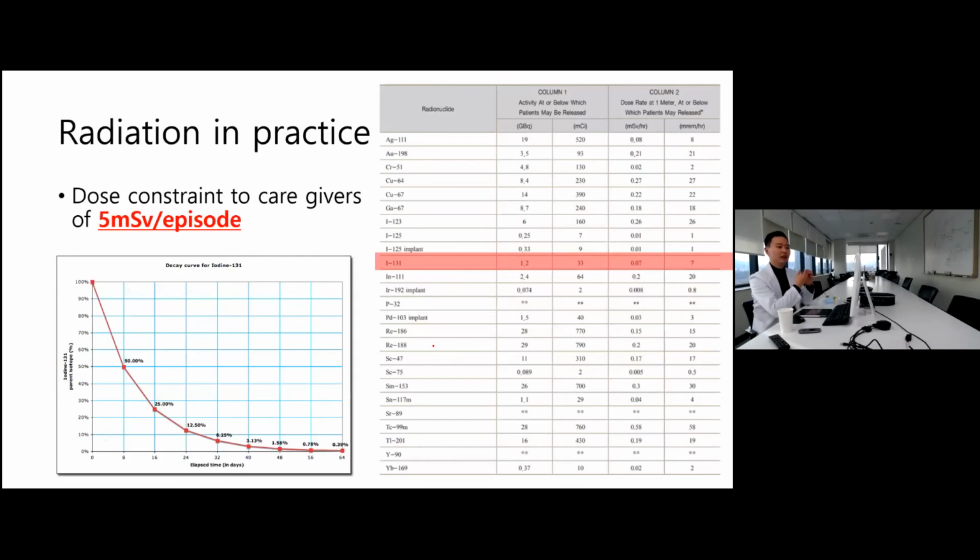Okay, next, some points I also want to discuss are about radiation in real practice and how to calculate it. I would like to share one example.